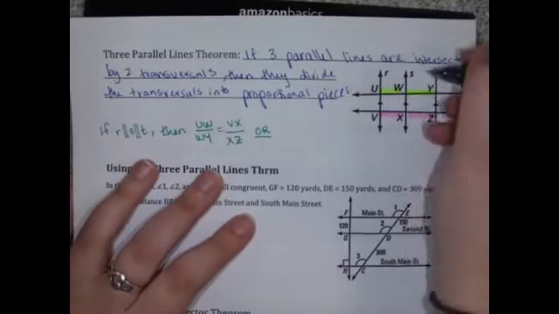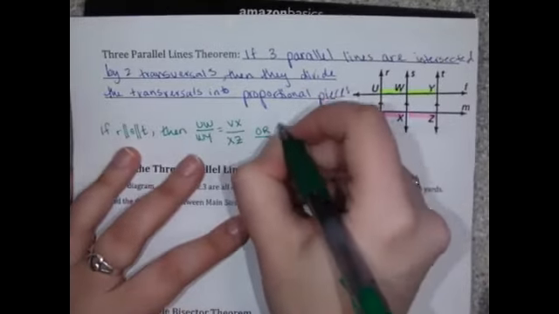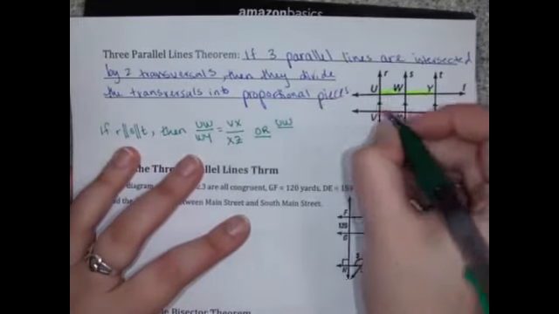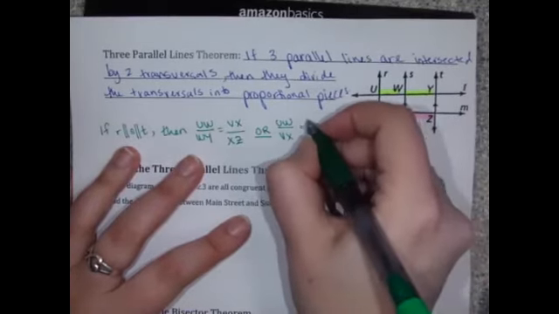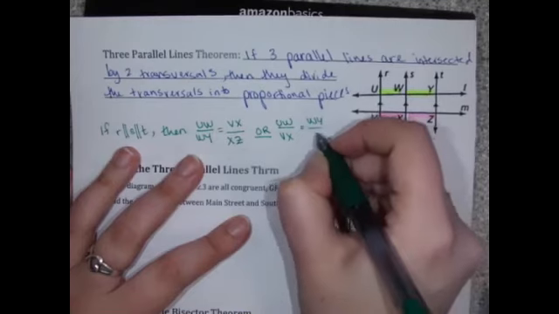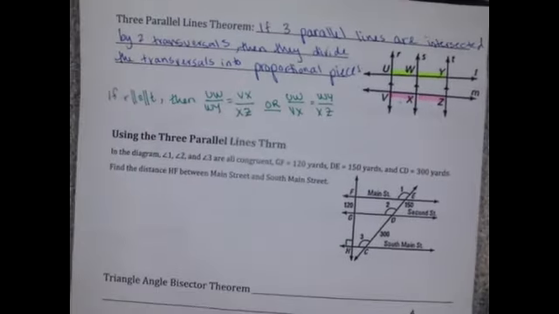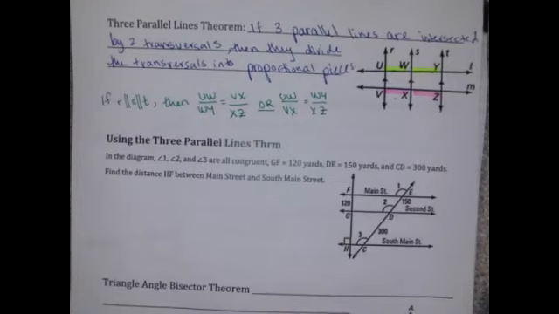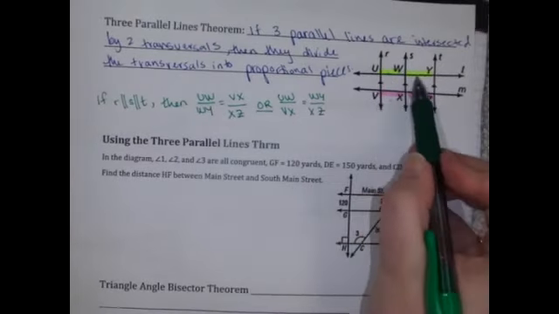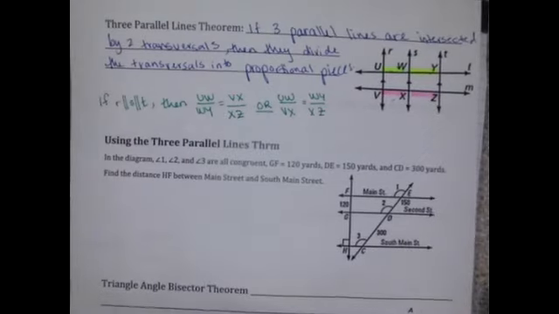What's another way you could put that? Instead of left, right, you could do up, down. UW over VX is equal to WY over XZ. You could have done UW and UY, VX and VZ. A lot of different options.